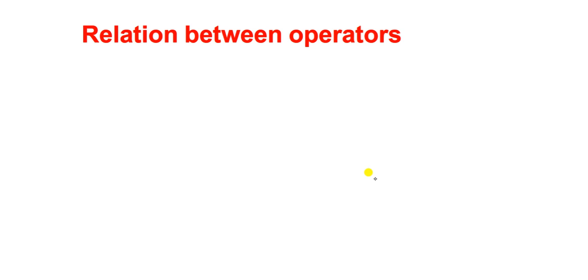Today I am going to explain relation between operators. In the last video I told you the finite difference operator. In the finite difference operator means first one is the forward difference operator, backward difference operator and central difference operator. And how to construct the difference tables, that is forward, backward and central difference tables.